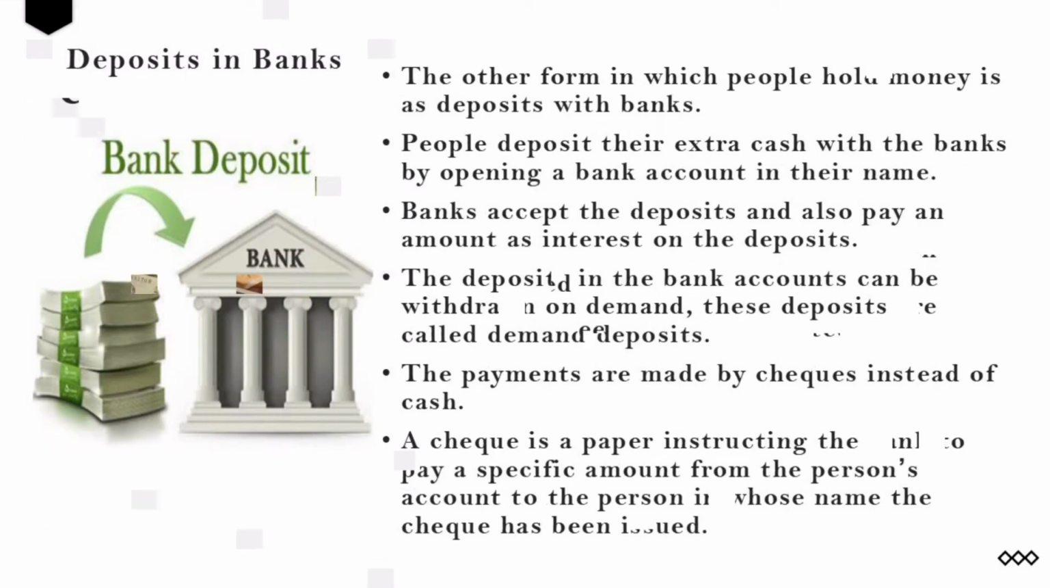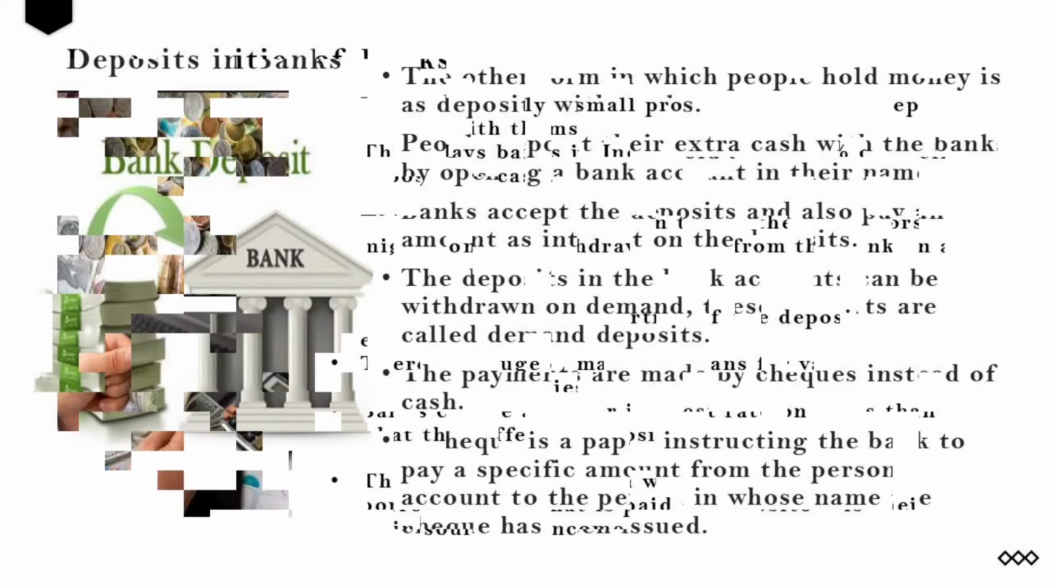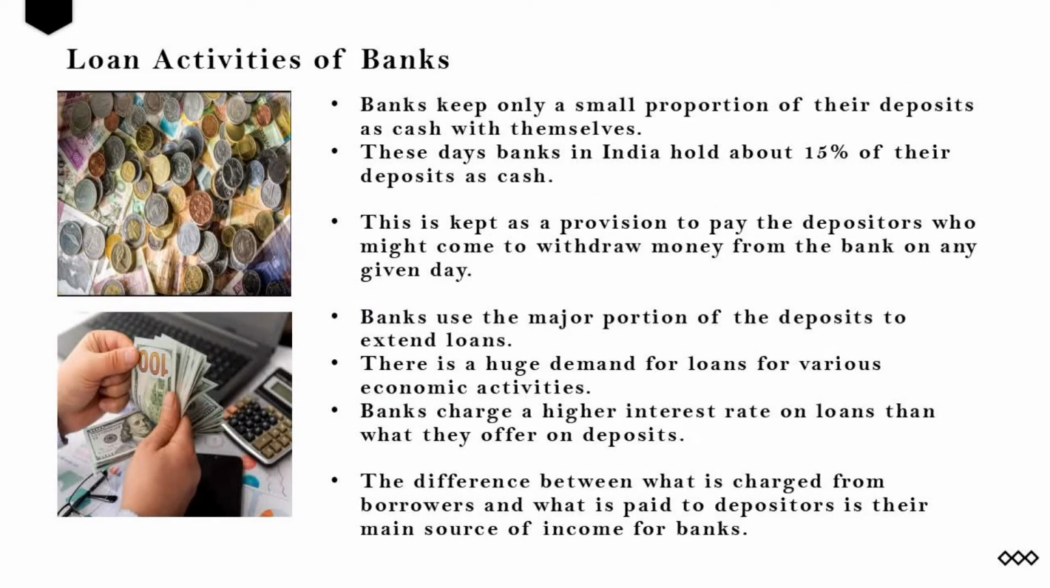Next is bank deposits. The other form in which people hold money is as deposits with banks. People deposit their extra cash with the banks by opening a bank account in their name, and the banks accept the deposits and also pay an amount as interest on the deposits. The deposits in the bank accounts can be withdrawn on demand. That's why these deposits are called demand deposits. Also, instead of making payments through cash, we can make use of checks.